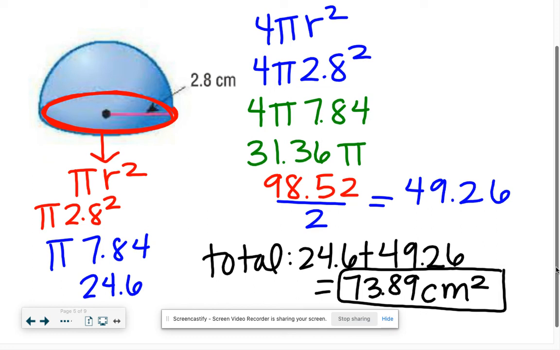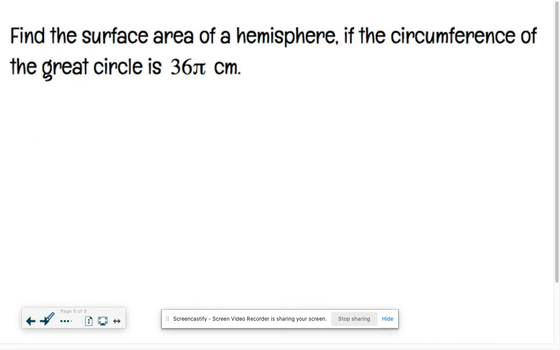Perfect. Okay, now we're going to work backwards. This time it says find the surface area of a hemisphere, so half a sphere, if the circumference of the great circle is 36 pi. So basically, this problem's not hard once you figure out our radius, but we don't know what our radius is. But we do know our circumference, and we know circumference equals 2 pi r.